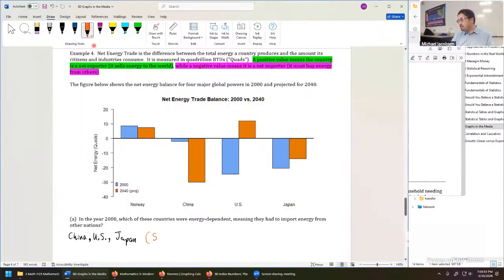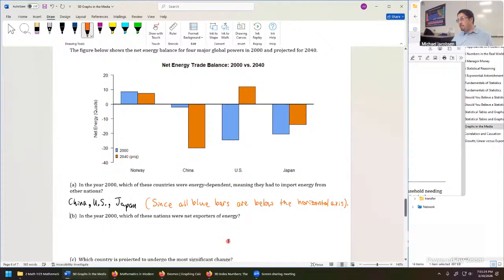It says 3 since all blue bars, because they're talking specifically year 2000, are below the horizontal axis. So lots of energy dependent countries in this chart.